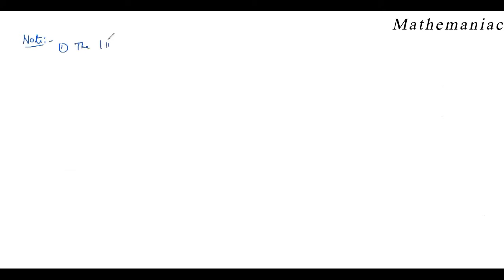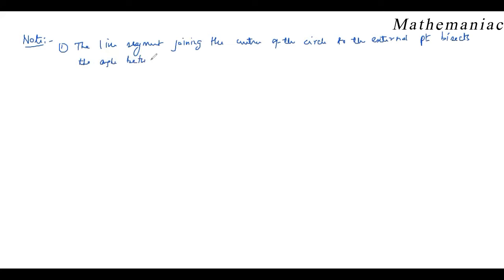The line segment joining the center of the circle to the external point bisects the angle between the tangents drawn, or tangents from the external point, right? Just you see the meaning. This is one.